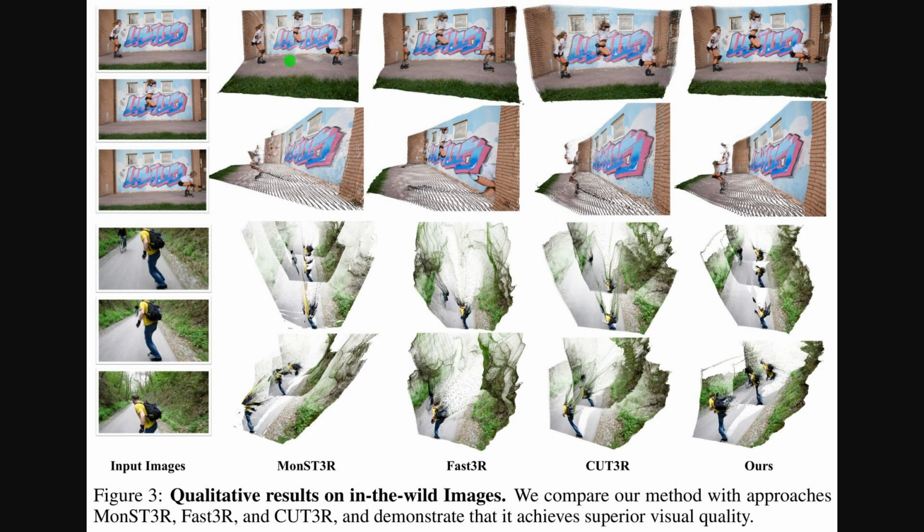Alright, and here we get to see the model in action with some qualitative results on in-the-wild images. This figure compares STream3R against 3 other methods. The first column shows the input video frames, one with a person rollerblading past graffiti, and another with a skateboarder. The other columns show the resulting 3D reconstructions. If you look at the final column on the right, the output from this new model is noticeably more complete and detailed, especially when you compare it to the other methods.